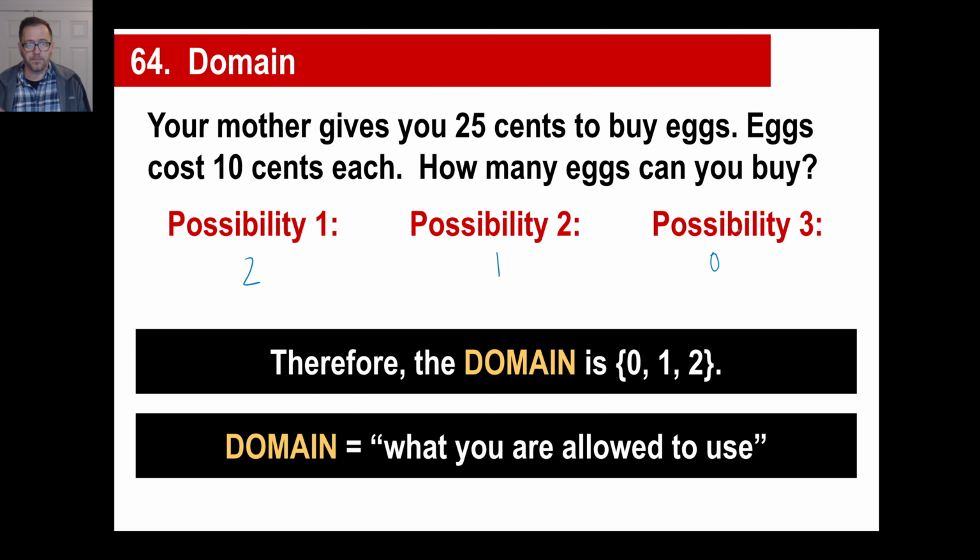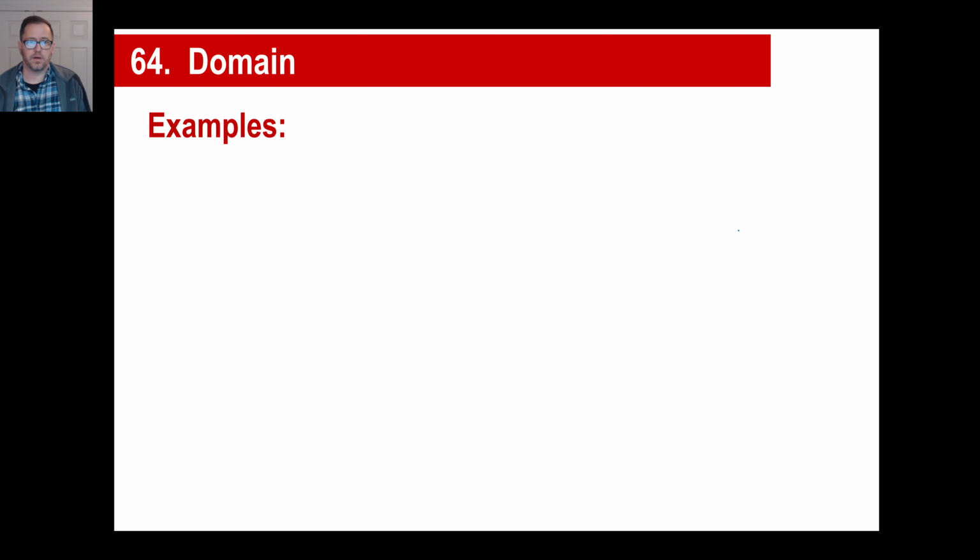Now later on, we'll go over that the range is what you get when you use a 0, a 1, or a 2. And we'll talk more about that later. If you even want to think of it as an x and a y, d comes before r, x comes before y. In other words, x is what you put in, y is what you get when you put that x in. D is what you put in, r is what you get from that. We'll talk more about how that works in a few weeks, I guess. But we did the egg example already.